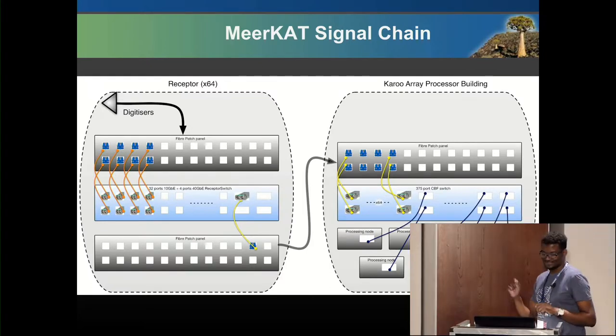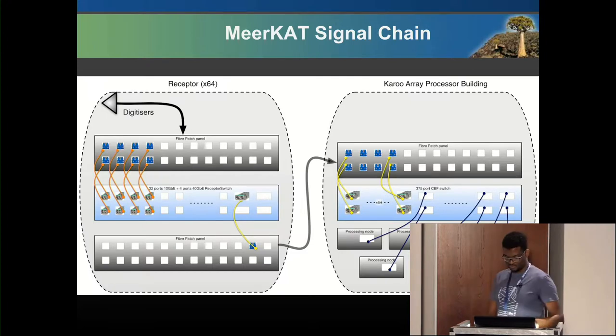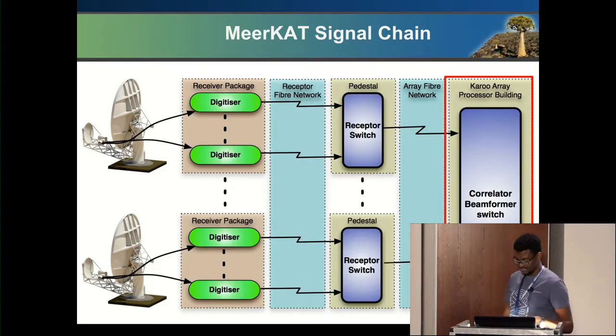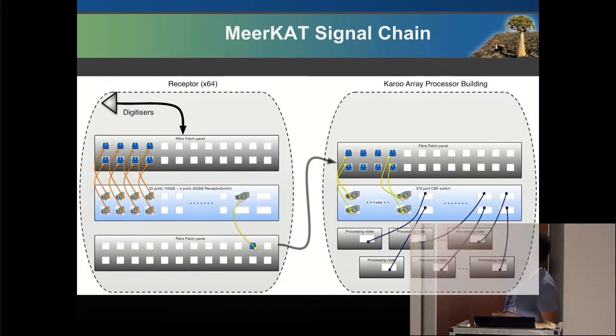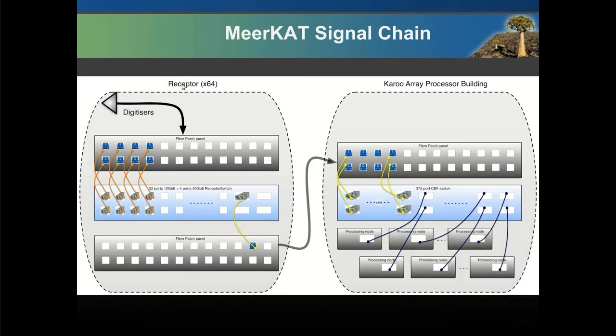The MeerKAT signal chain: this is the block diagram, and this is where all the fun happens. It's funny that I couldn't do a screen mirror, so I'm going to try to walk through here. From your far left, you've got your receptors, signals coming in over fibers. They go to fiber patch panels, and then they go to switches. That's where all the fun occurs.